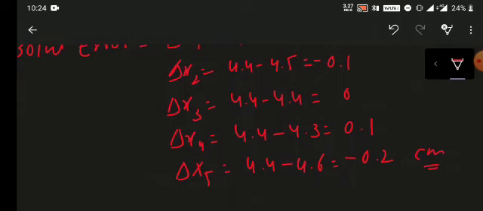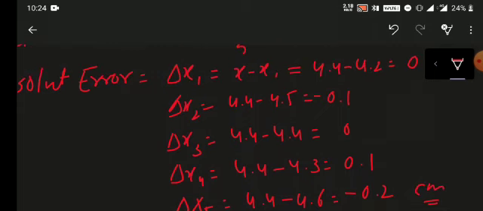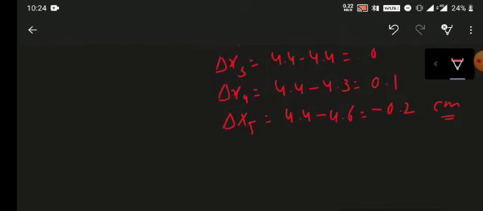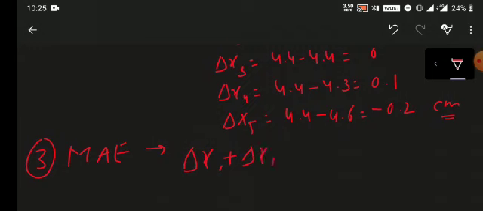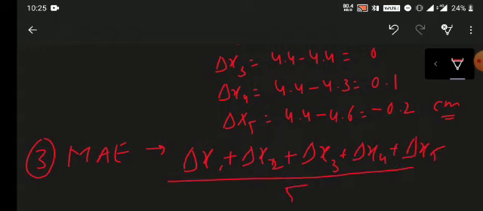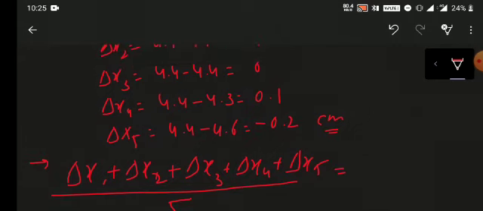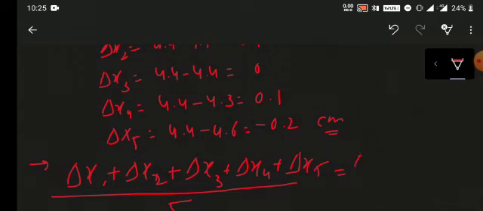So all these terms are known as absolute errors. So there are 5 absolute errors. Now find the mean absolute error. How can you find the mean absolute error? Add all the absolute errors and divide by the total number of terms. So if you add all the terms and divide by 5, then you can easily get the mean absolute error.